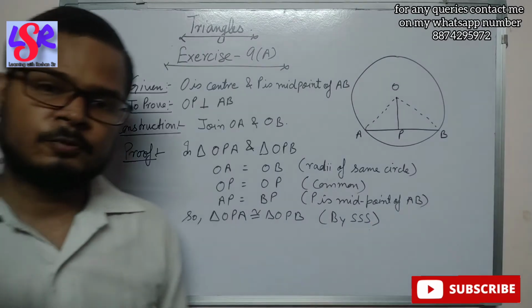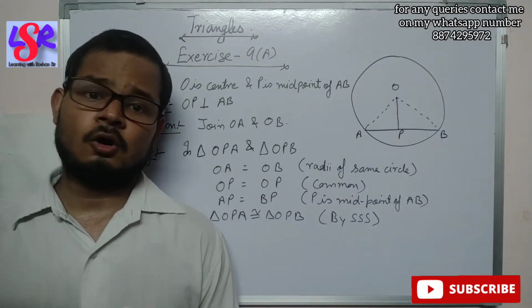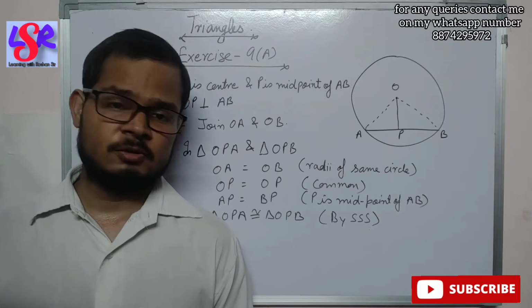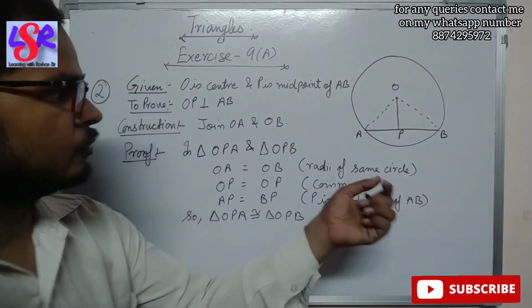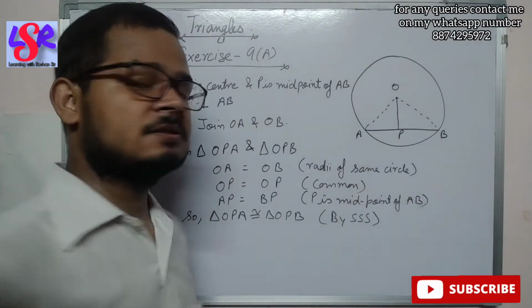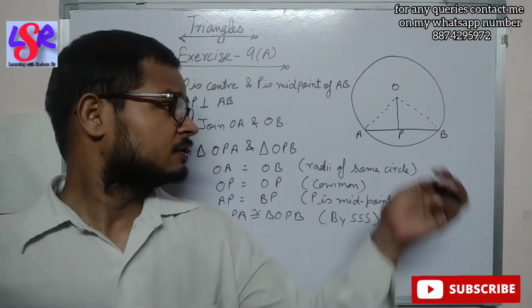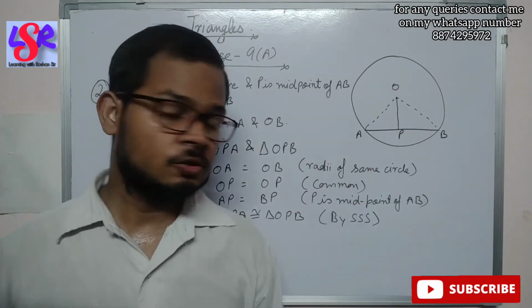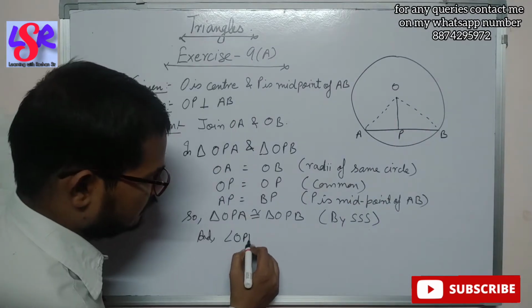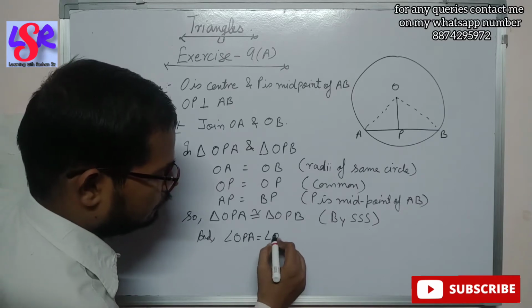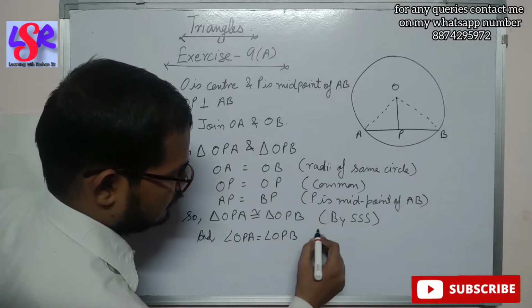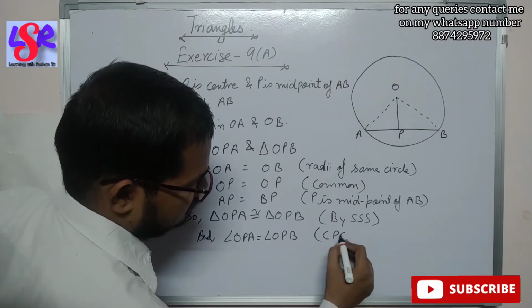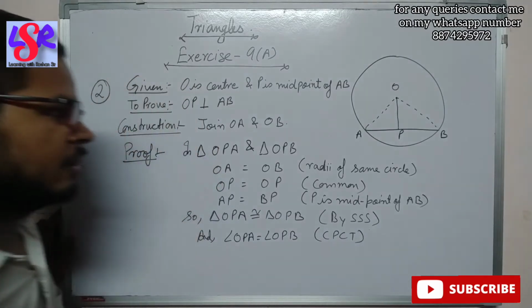Now, as we have proved the triangles as congruent, all the corresponding parts will be equal. So here we have to prove this angle as 90 degrees to prove that this is a perpendicular one. So angle OPA is equal to angle OPB by the reason of CPCT, that is corresponding parts of congruent triangles.